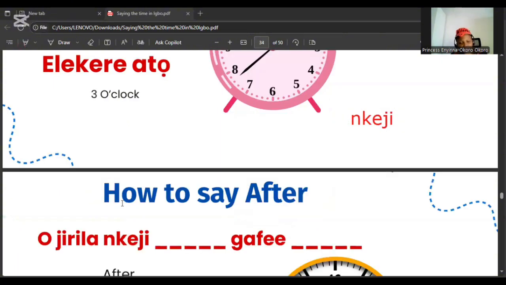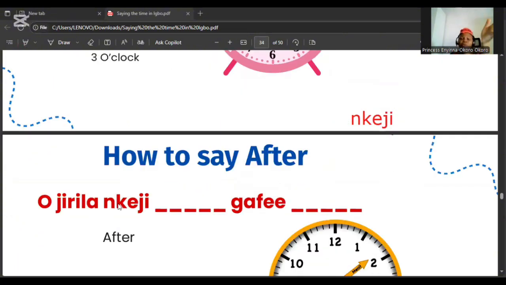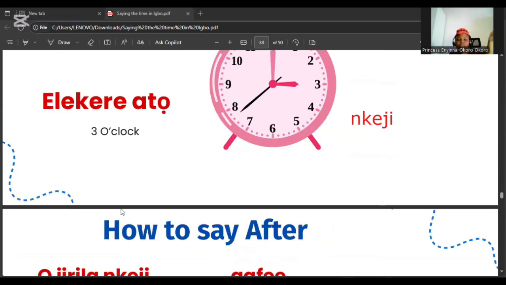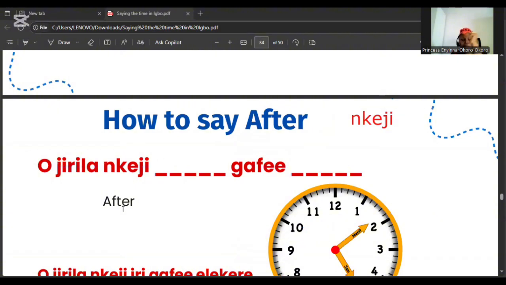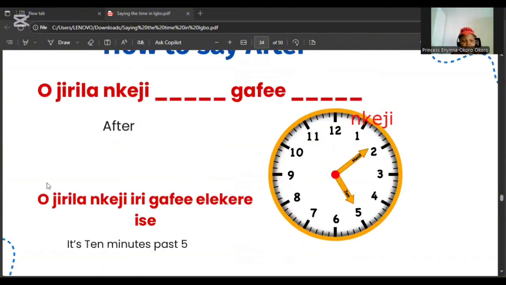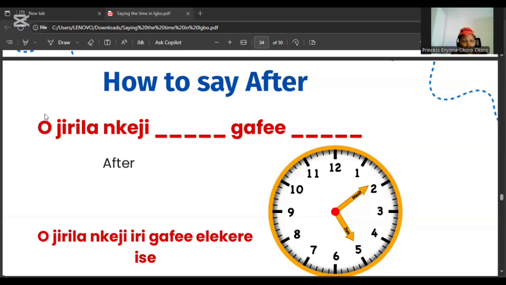Now let's go. How do you say after? Like after 4, after 3, or 15 minutes after 6, 20 minutes after 5, all those kind of things. How do we say after? Let me show you and teach you. We say after by saying, O jirila nkeji dash, gafe dash. Again, O jirila nkeji whatever, gafe whatever.